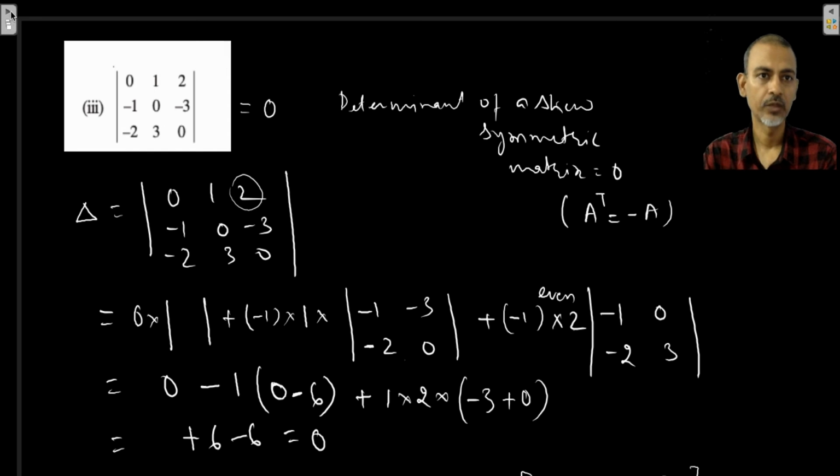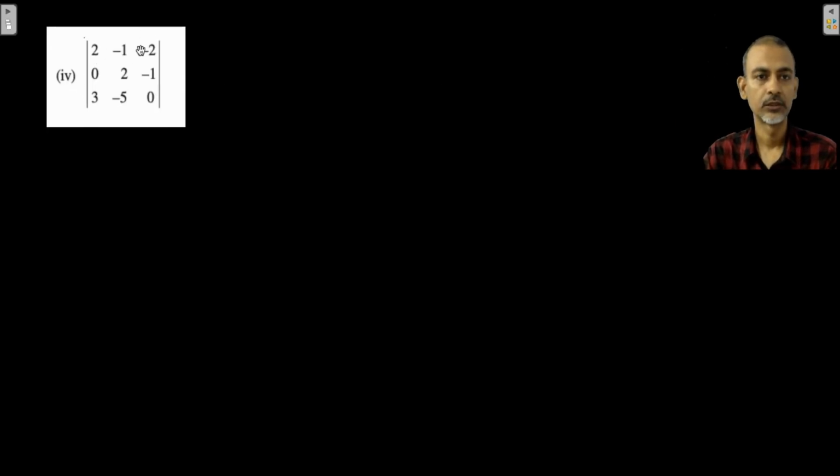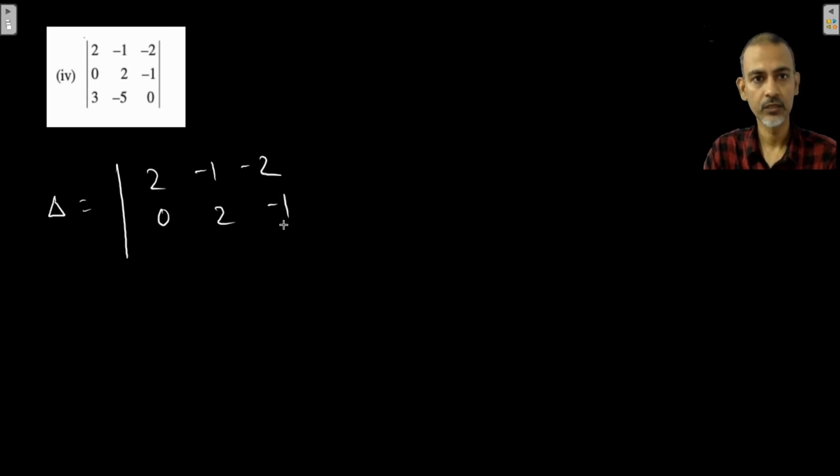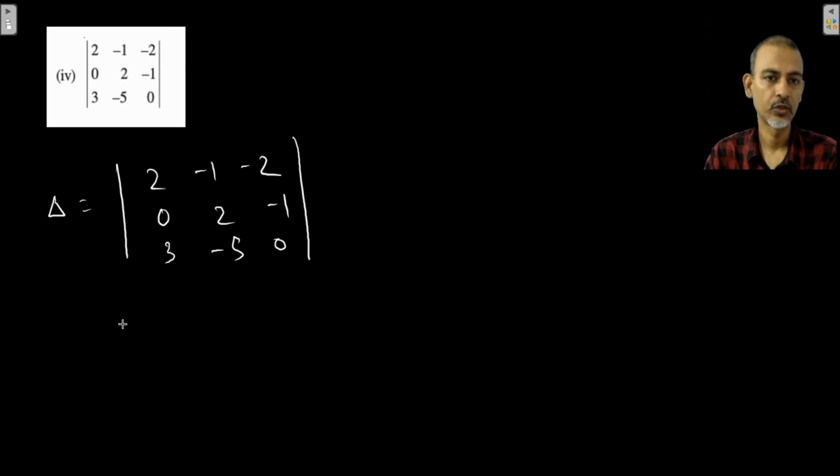Alright. Now going to the next problem. My next problem is this one: 2, minus 1, minus 2, 0, 2, minus 1, 3, minus 5, 0. So let's evaluate this determinant as well. We have delta as this determinant. Just ensure that you are writing this correctly, because you could see that I have been making mistakes in signs, positive or negative. So just ensure that you don't make that mistake.